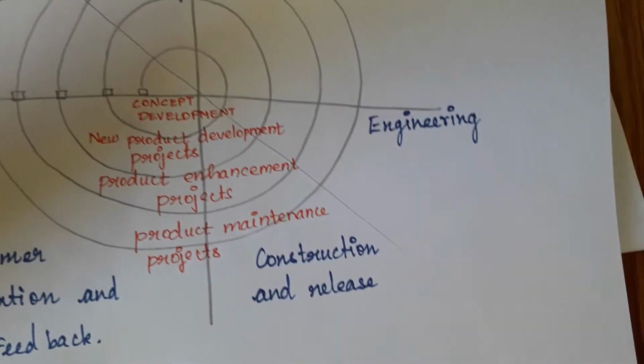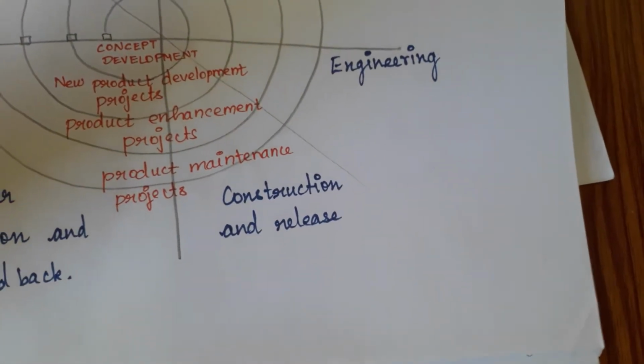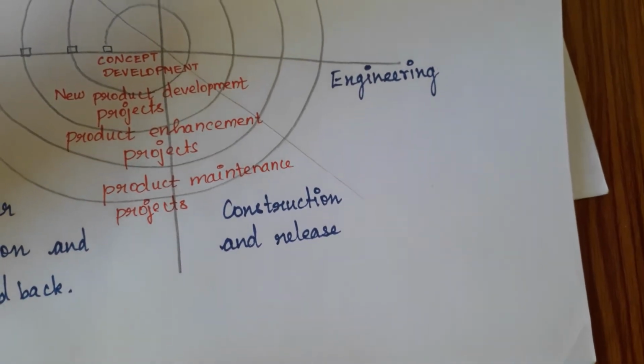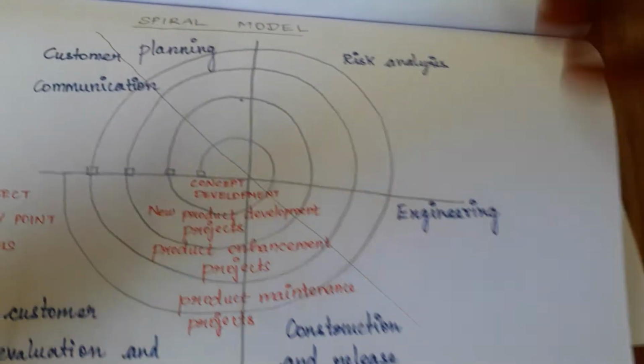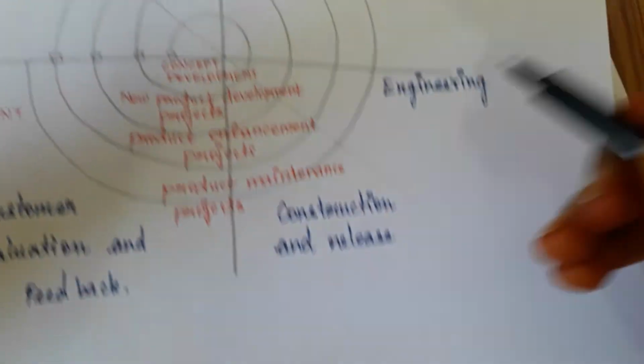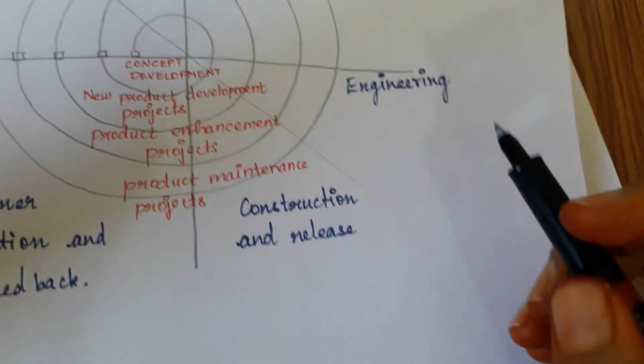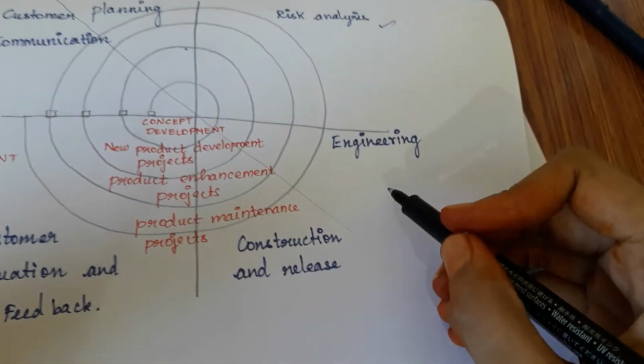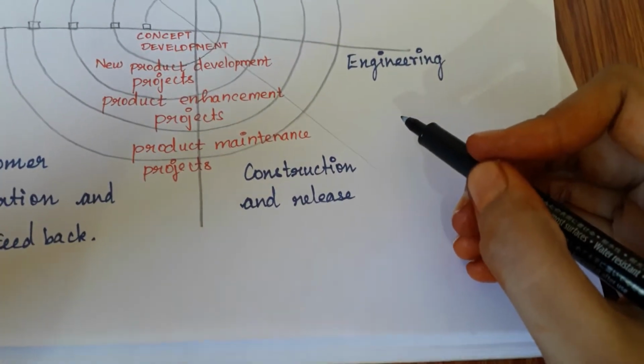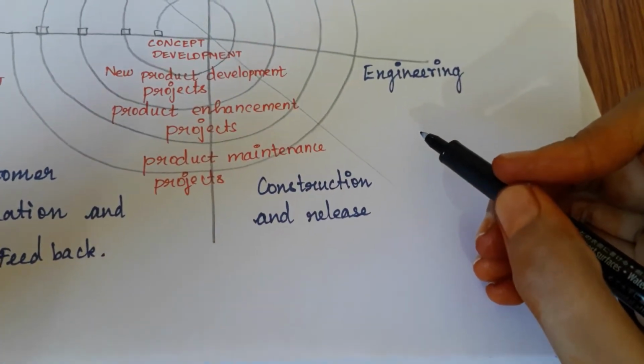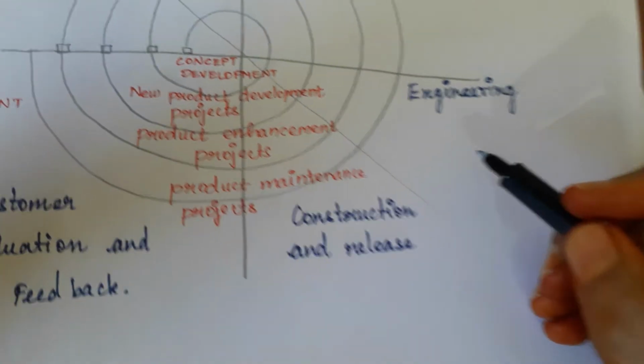And the third one is risk analysis. The tasks required to calculate technical and management risks are carried out here in this risk analysis part. And the fourth one is engineering. In this engineering task region, tasks required to build one or more representations of applications are carried out.